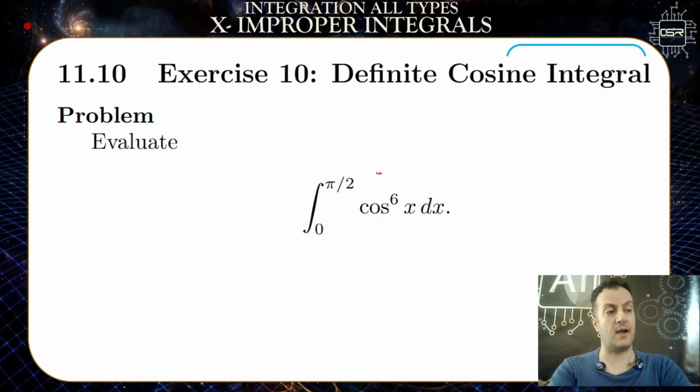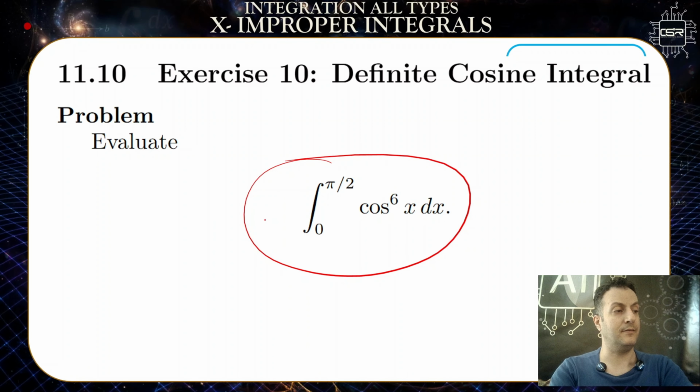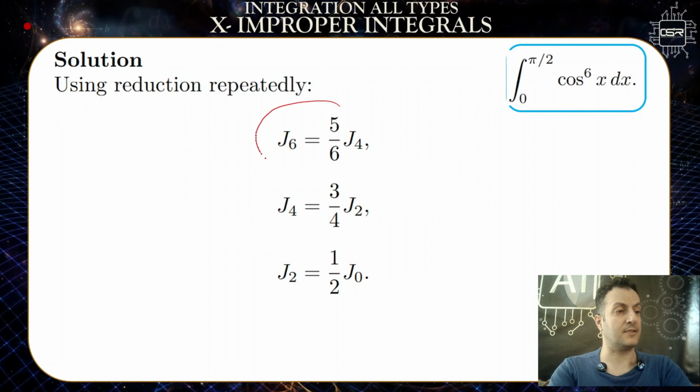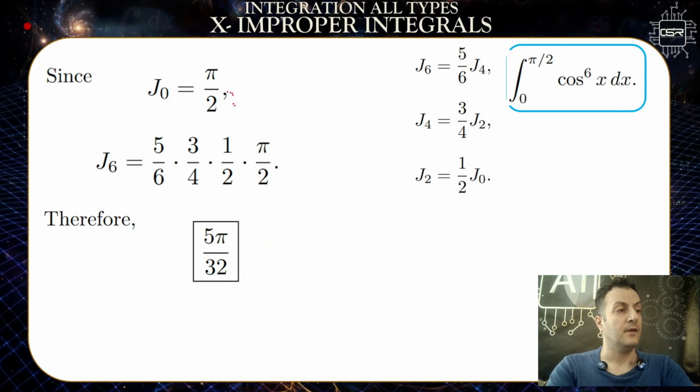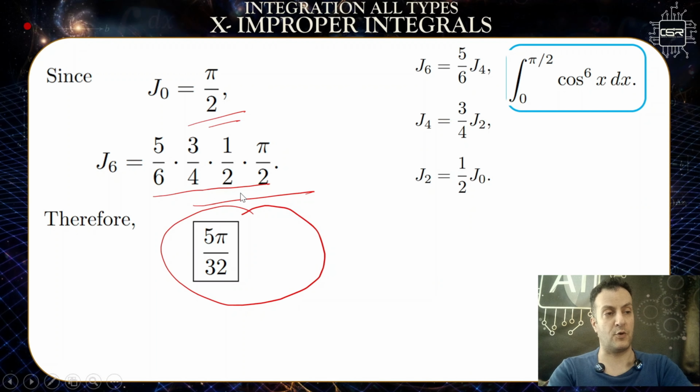As for the integral of cosine to the power of 6 x dx from 0 to pi over 2, let's solve this one. So J6 is equal to 5 over 6 J4, J4 is 3 over 4 J2, J2 is 1 over 2 J0. J0 equals pi over 2, so J6 is this quantity, 5 pi over 32.